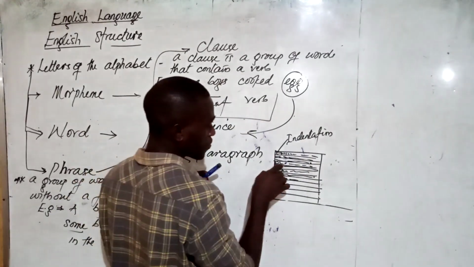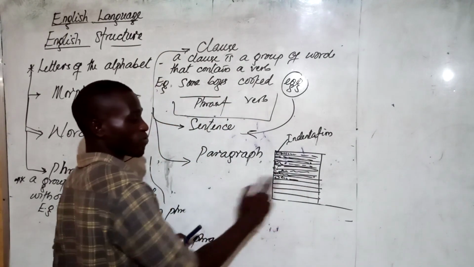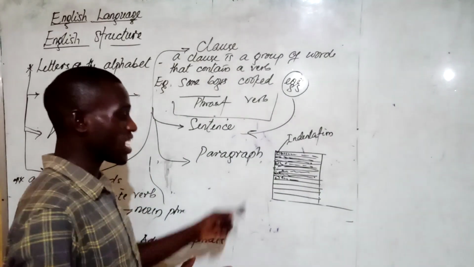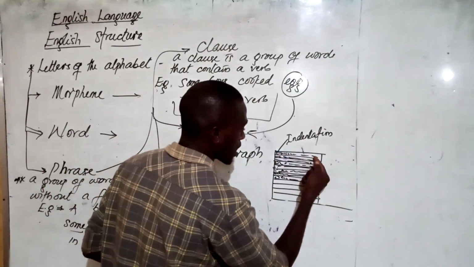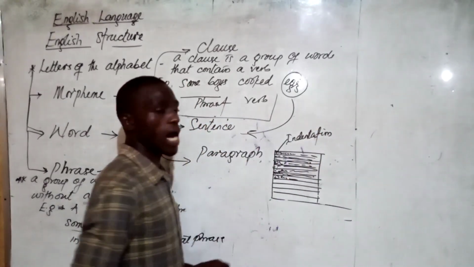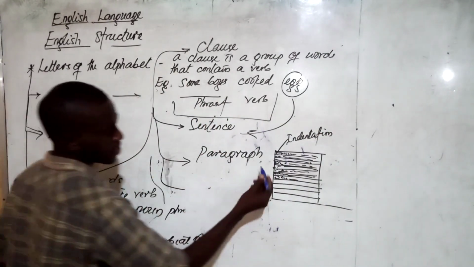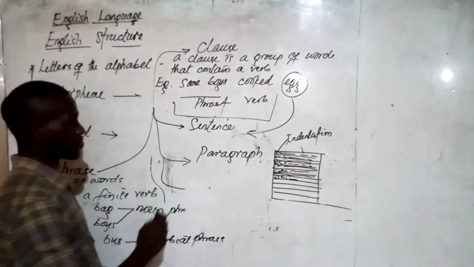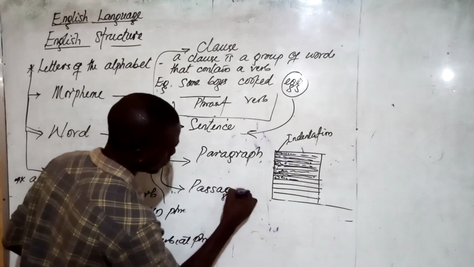The idea that runs from here to here is one paragraph. The idea that runs from here to another full stop before the next indentation takes place is a paragraph. So all of these sentences that are written here together convey the same idea. That is why we call it a paragraph. Now we compile paragraphs together. What are we going to form? Then we form a total passage.